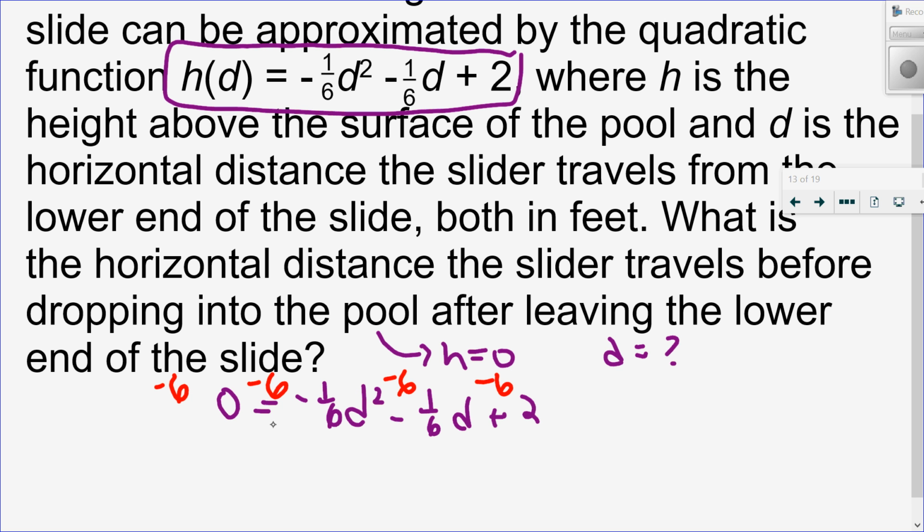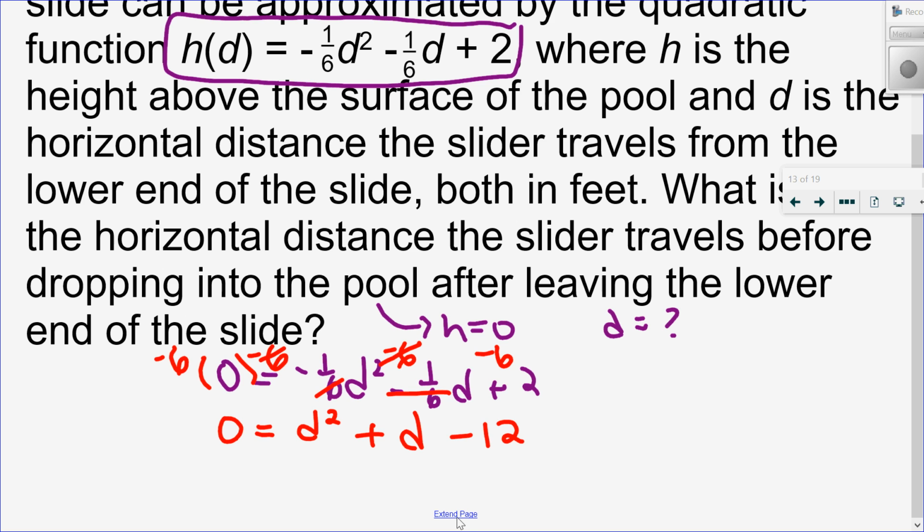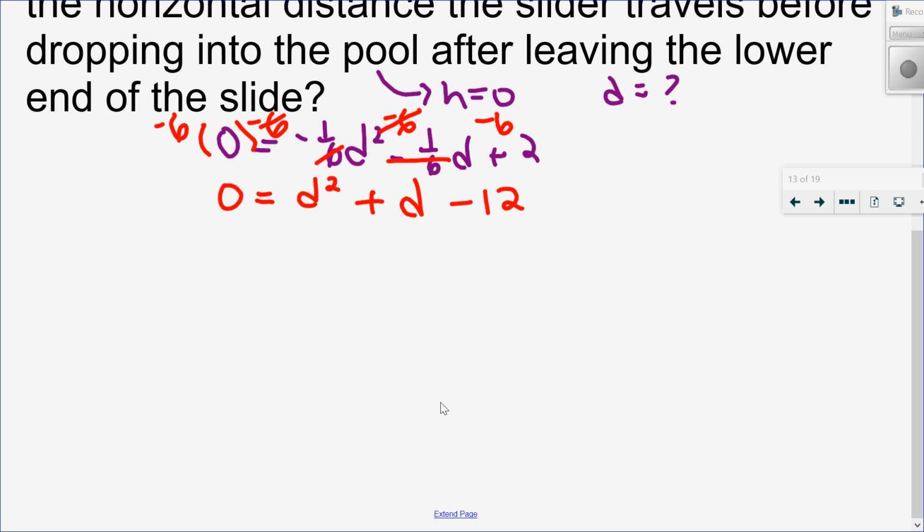Now, because this is an equation, we need to maintain balance, and I'm multiplying every single number by negative 6 to maintain that balance. So I have negative 6 times 0, 0. Negative 6 multiply by and divide by negative 6, I'm left with positive d squared. Multiply by negative 6 and divide by negative 6, I'm left with 1d, and negative 6 times 2 is negative 12. Okay, so I have a nice quadratic to factor where a is 1.